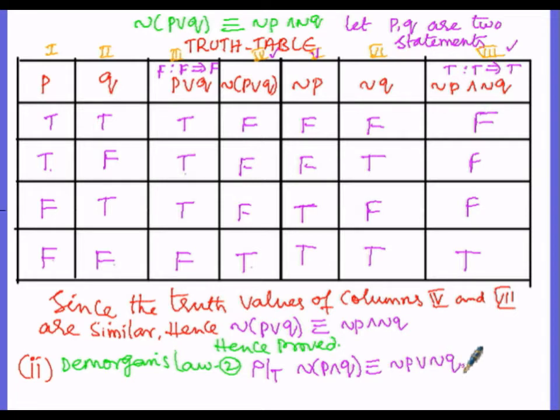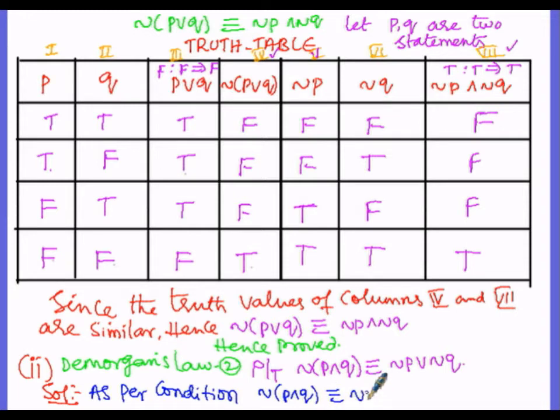Then now the solution starts. So in our solution, as per the condition which is to be proved, negation of P and Q is identically equal to negation of P or negation of Q. But in order to prove this condition, we have to assume two statements, one as P and the other as Q. We have to write the truth values of the left hand side as well as the right hand side.